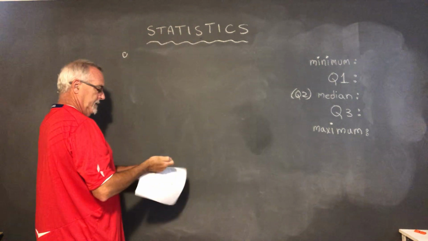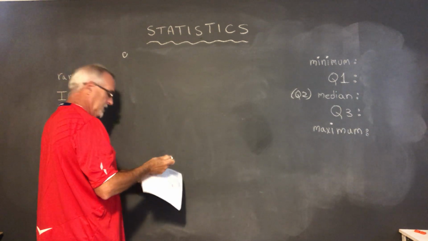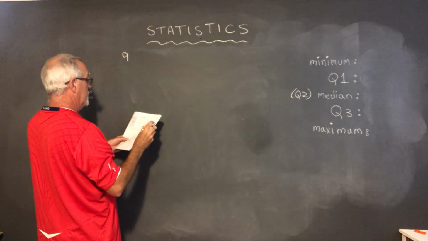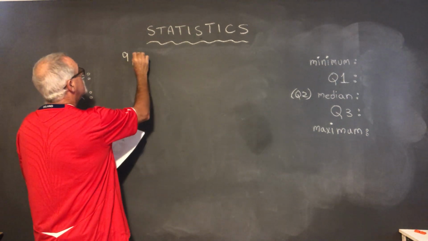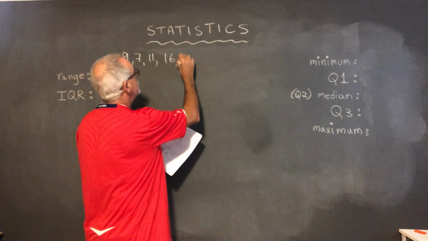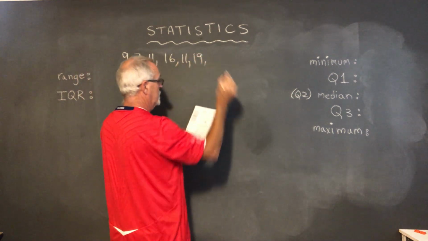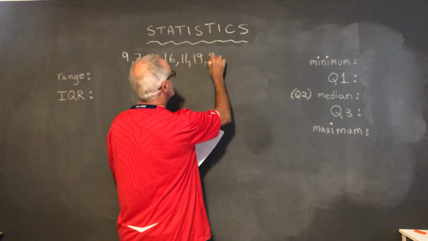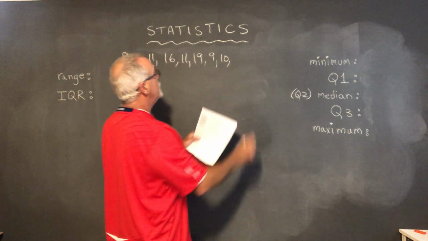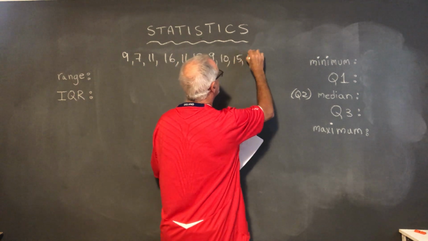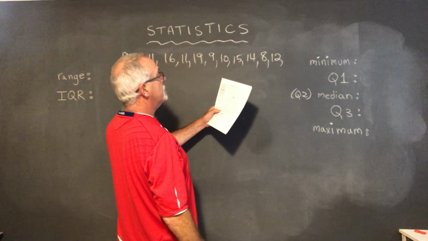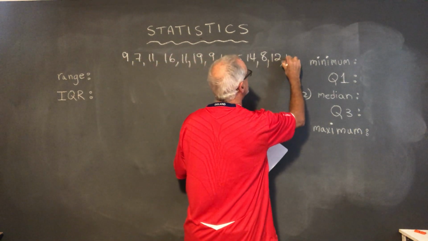Whoa! I'm not doing very well with my chalk today. 9, where am I? 7, 11, 16, 11, 19, 9 again, and a 10. I hope I don't run out of room. 15, 14, 8, 12. I will just have enough room for the last value, which is another 15.